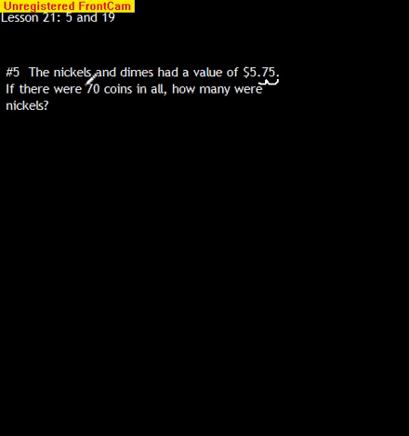Coin problems have nickels and dimes, so we're going to need two variables: our number of nickels and our number of dimes. If we have two variables, we need two equations. For the coin problems, one equation is going to have to do with the value of the coins. A nickel is worth 5 cents, a dime is worth 10 cents, and they're going to equal the total value, or 575. And you also have the number of items equation.